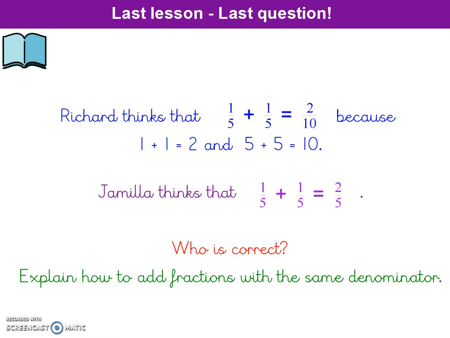When you're answering that, I want you to explain how to add fractions with the same denominator to prove that you're correct with your thinking. So Richard thinks that 1/5 plus 1/5 is 2/10 because 1 plus 1 equals 2 and 5 plus 5 equals 10, while Jamila thinks that 1/5 plus 1/5 equals 2/5. So who is correct? Pause the video, work this out, and come and join me when you're ready to look at the answer.